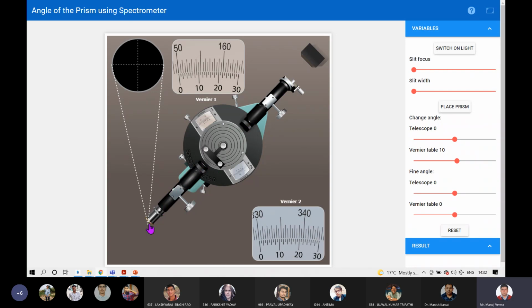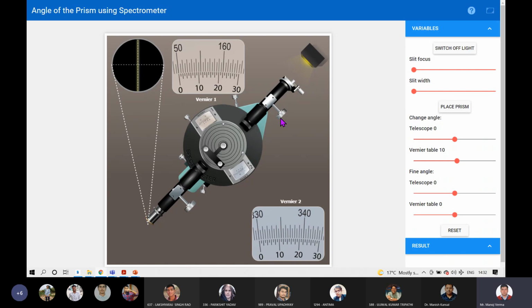Instead of viewing whatever the view of this telescope is, they are displaying it on this circular black portion. If I switch on the light, you will see there is a slit. This light is entering through this collimator end. You can change the slit width and the slit focus. Slit width can be changed by rotating this screw, and slit focus can be changed by rotating this screw.